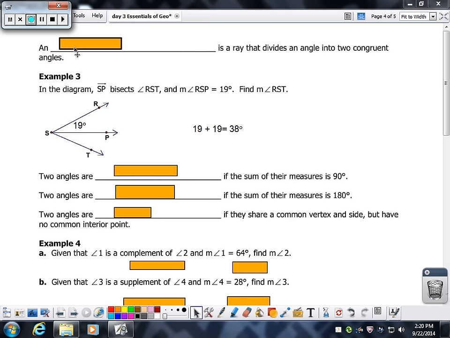An angle bisector is a ray that divides an angle into two congruent angles. Let's look at example 3. In the diagram, SP bisects RST. What that means is SP, this ray right here, splits RST, the bigger angle, into two equal angles. So if RSP is 19 degrees, that means that PST is also going to be 19 degrees. The question asks us to find RST, so we simply use angle addition postulate. 19 plus 19 equals 38 degrees.